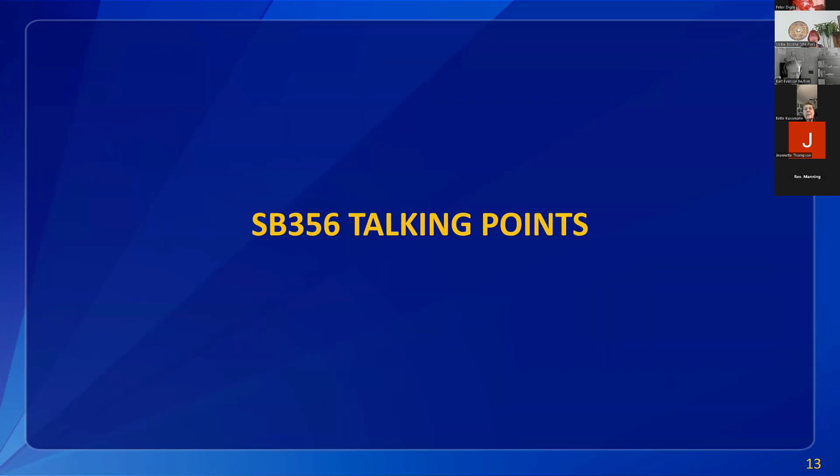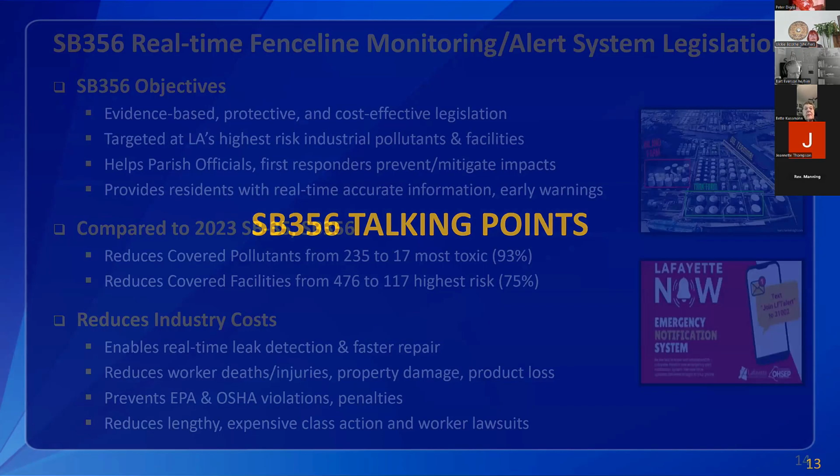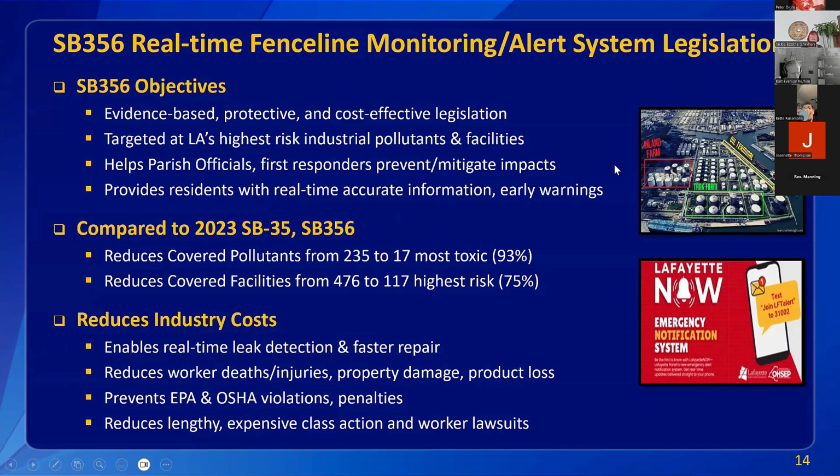So that brings me to our SB356 talking points. SB356 is evidence-based, and it's designed to be protective and cost-effective. It's targeted at the highest risk pollutants and facilities. It helps parish officials and first responders prevent or greatly mitigate the impacts. It provides residents with 24/7 real-time accurate information and also early warnings, compared to the 2023 SB 35 and the other past introduced bills.